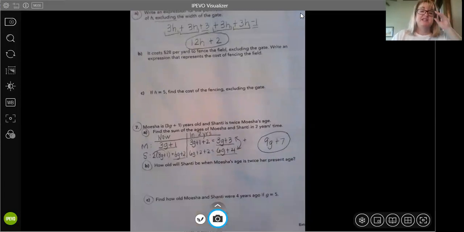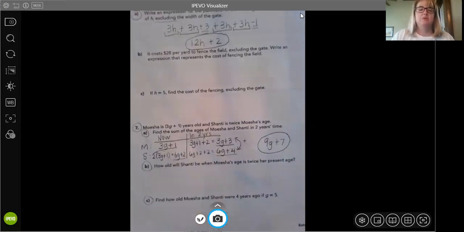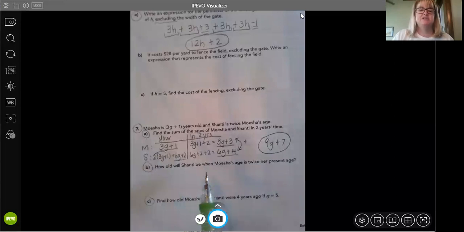B, how old will Shanti be when Moesha's age is twice her present age? Okay, so what we've got there, are we talking about now or in 2 years' time? Well, we are talking about now. So I'm going to use the information from here. How old will Shanti be when Moesha's age is twice her present age?